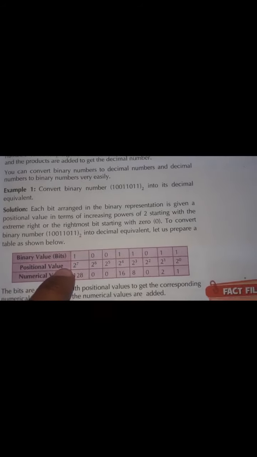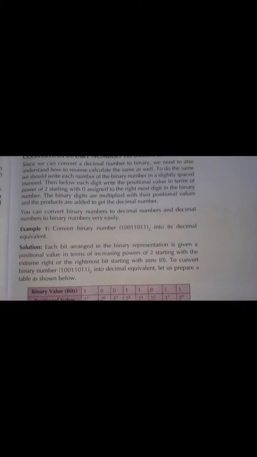2 raised to 0, 2 raised to 1, 2 raised to 2, 2 raised to 3, 2 raised to 4, 2 raised to 5, 2 raised to 6, 2 raised to 7. In this way, we have to write down up to 8 digits. And this is called the position value. In this way we have to arrange it.